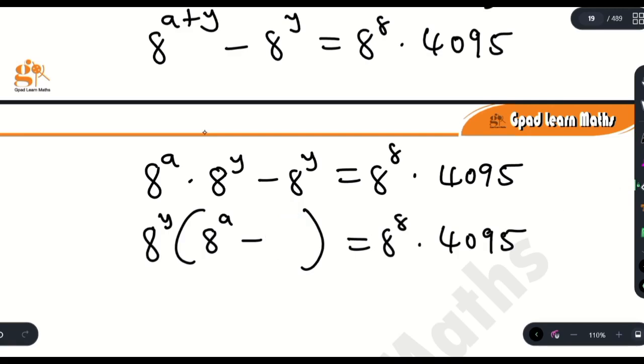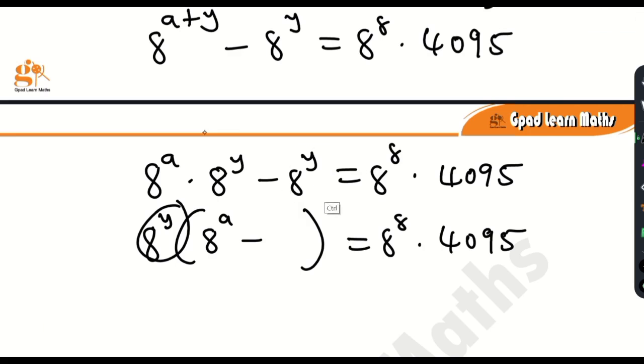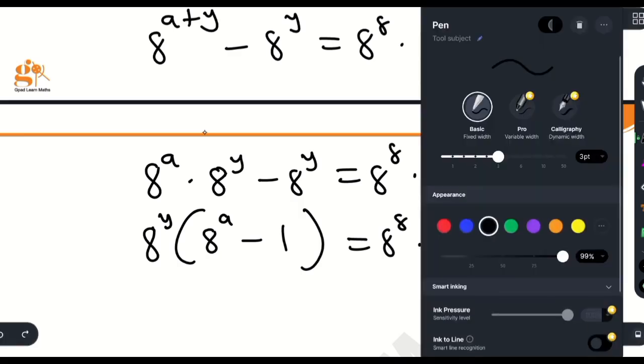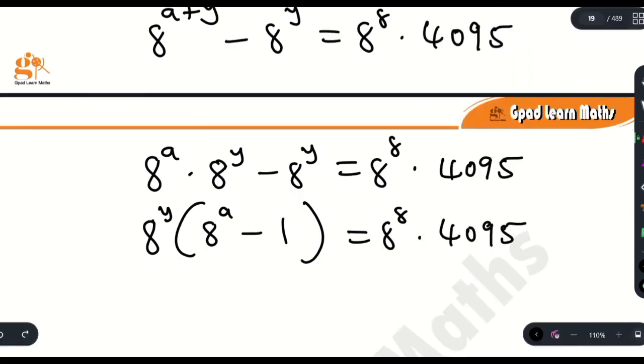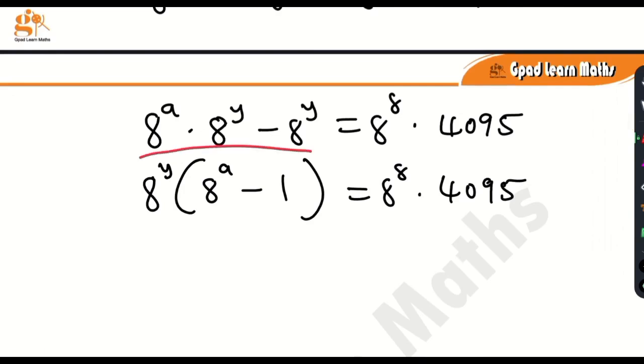This is meant to be 1, because 8 raised to power y times 8 raised to power y will give you what? 1. So let's write 1 here. If you expand this, you're going to get this back. Now, I want you to look at something here. What you have on the left-hand side, I want you to have on the right-hand side.